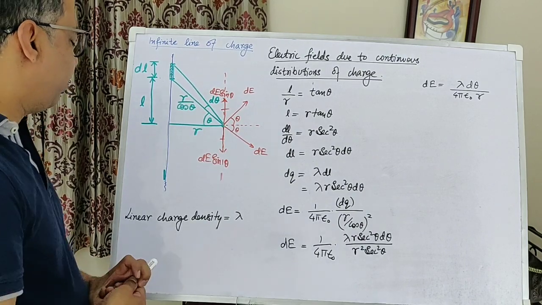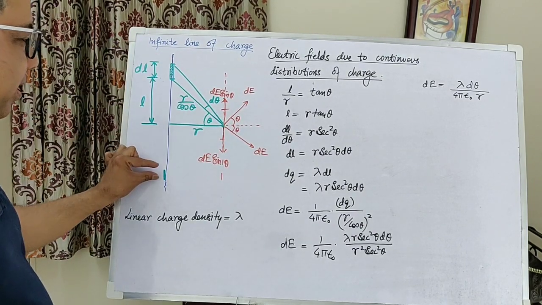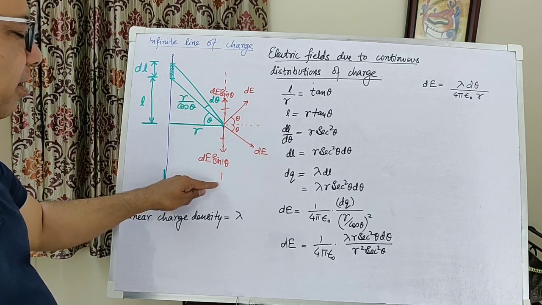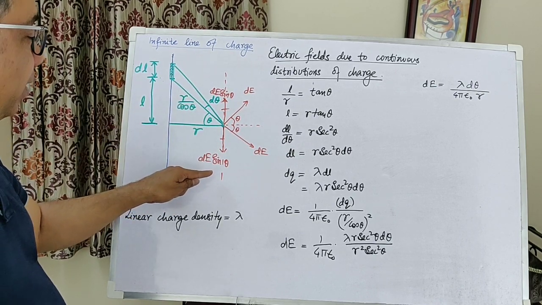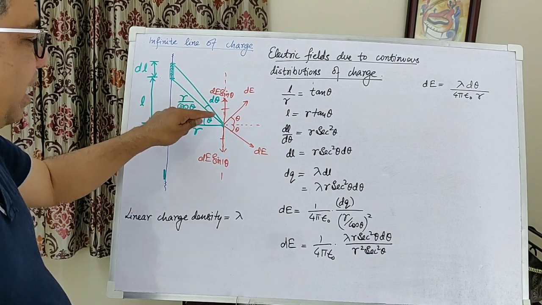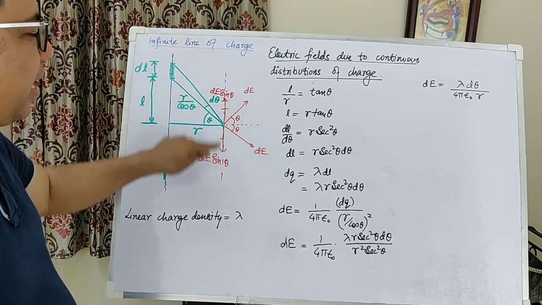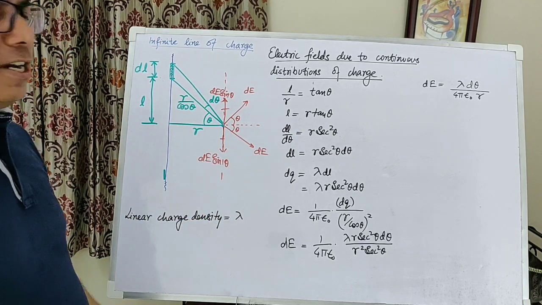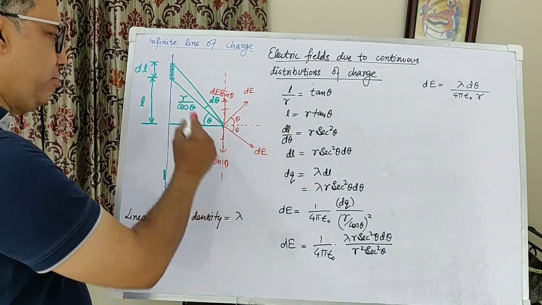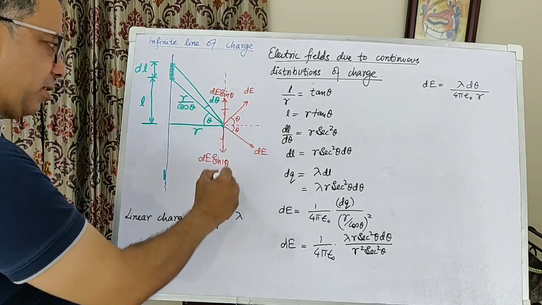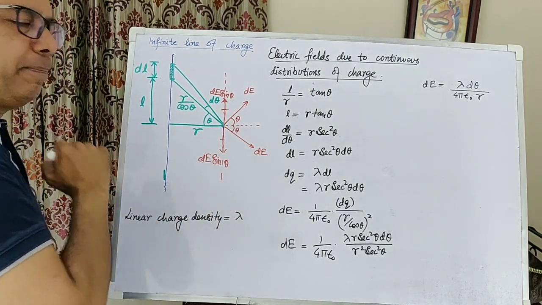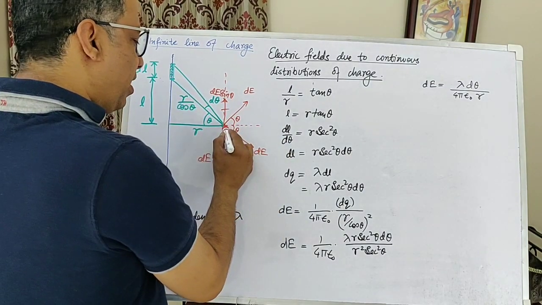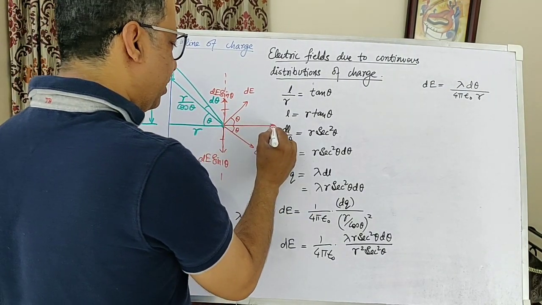Therefore what happens is, for every pair of symmetric elements, field components which are parallel to the line of charge will cancel out, and therefore the net electric field parallel to the line of charge will be 0. The direction of the net electric field will now be in this direction.